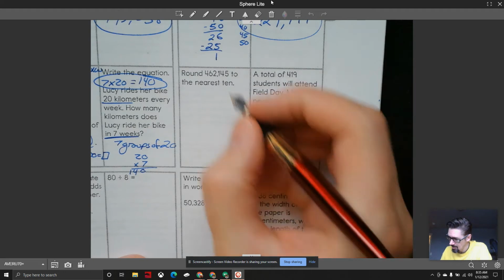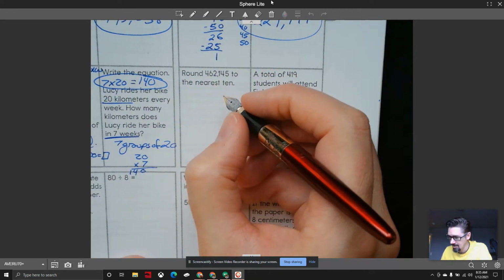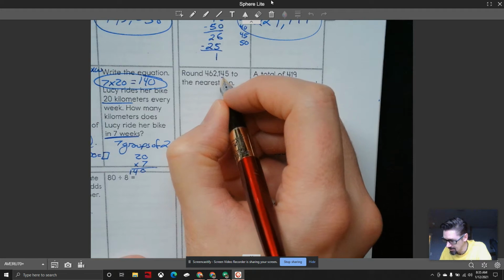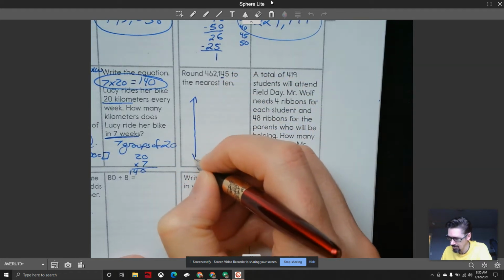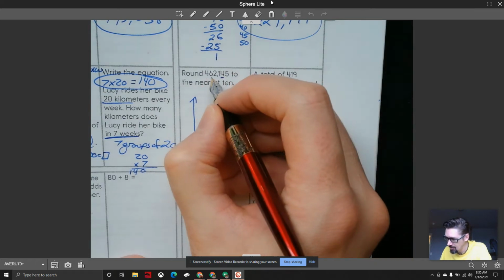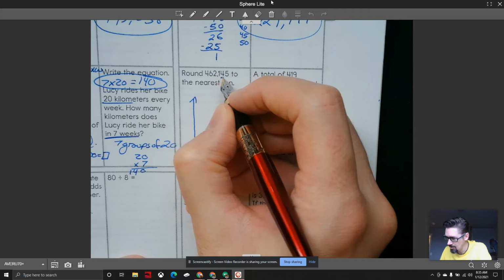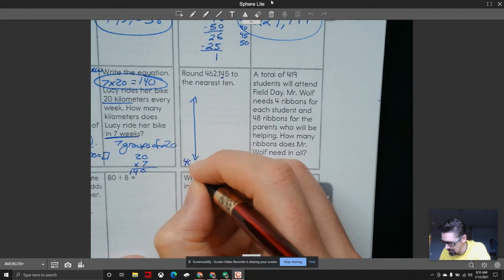All right. Now we're looking at rounding this to the nearest 10. Okay, so what digit is in the tens place value? Now I haven't done the rounding like this for a while. Figured I would give it a change. Okay, so this is either 462,140 or 462,150.